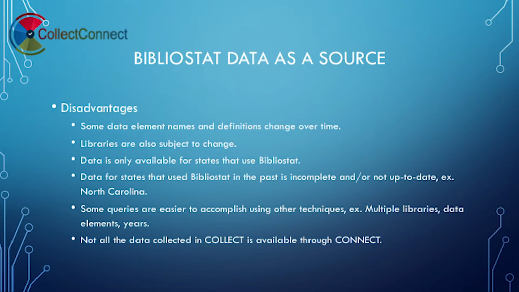Likewise, there are some disadvantages to using Bibliostat data. Over time, some data element names and definitions change. For example, total circulation has evolved from just print items to print plus electronic, and is now evolving to total collection usage, which also includes electronic retrievals and library homepage usage. Libraries are also subject to change. New libraries are created. Libraries sometimes are closed. Libraries may merge, or they may divorce.